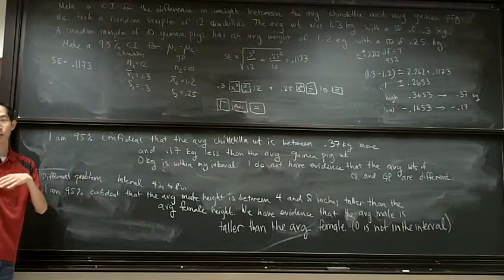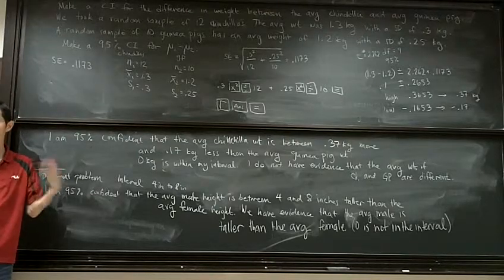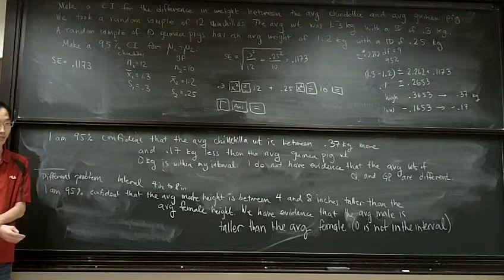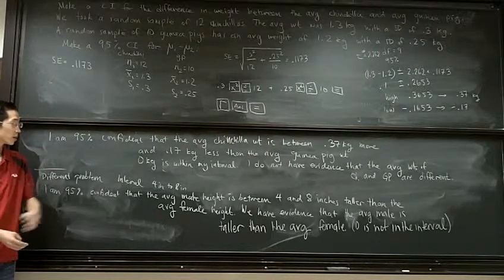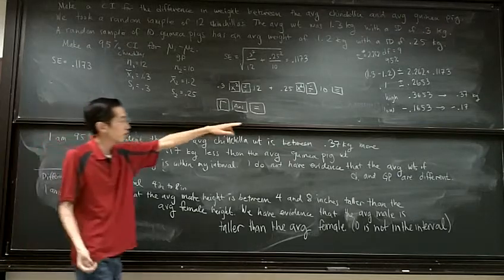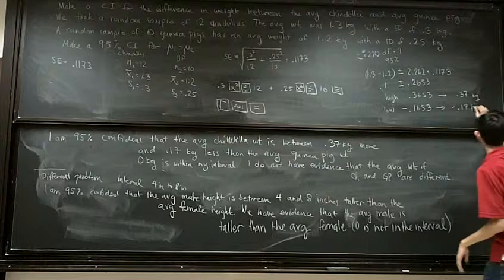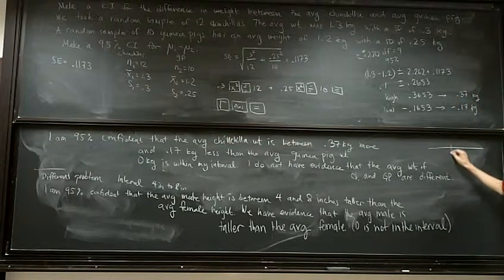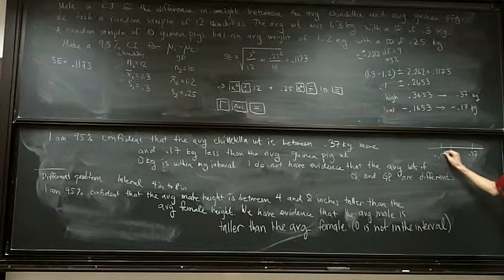You can say the difference is positive if you're going from one to the other, or you could say the difference is negative, but we're saying the same thing. Okay? Yes? How is 0 kilograms within the interval? Because my interval goes from negative 0.17 kilograms to positive 0.37. So on the number line, I got positive 0.37 over here and negative 0.17 over here. 0 is in between.